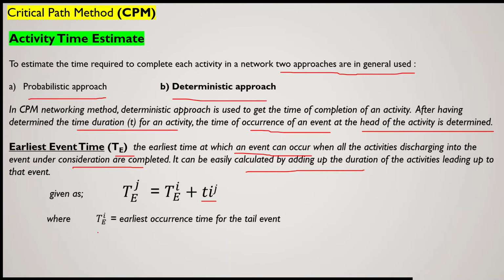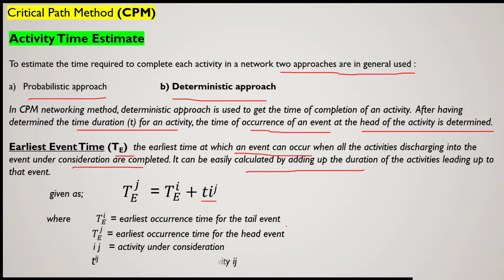So let us again just note down: TEI, the earliest occurrence time for the tail event of an activity. TEJ is the earliest occurrence time for the head event, and IJ will be the activity under consideration, just like activity 1, 2, activity 2, 3, like that. And Tij is the time of completion of activity Ij, which is under consideration.